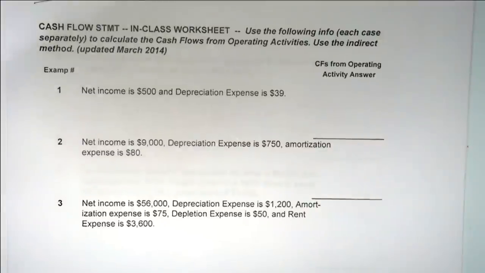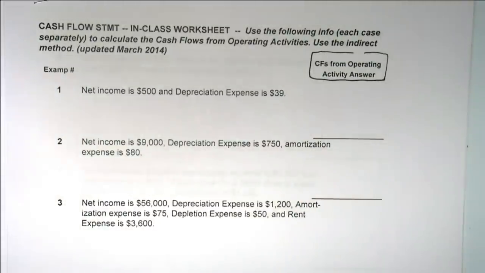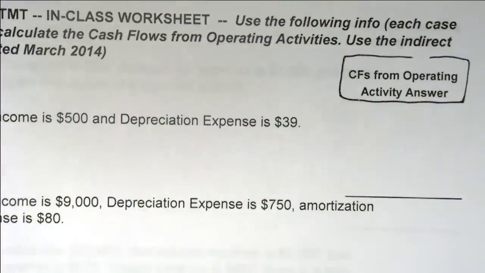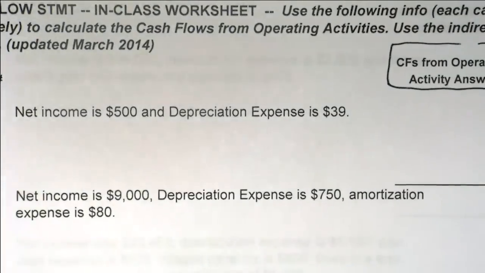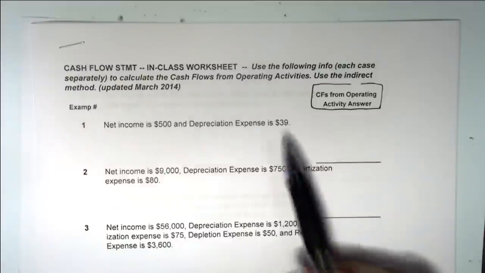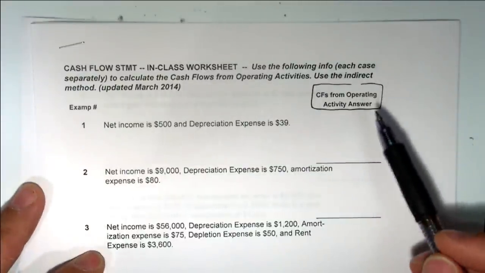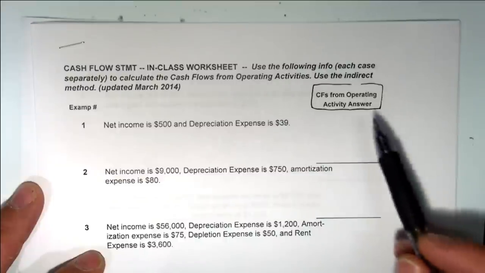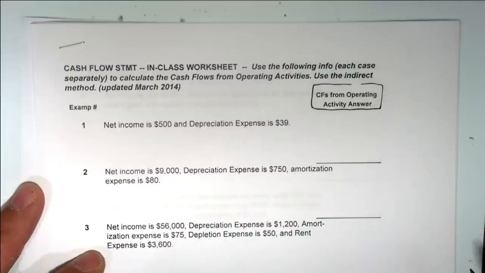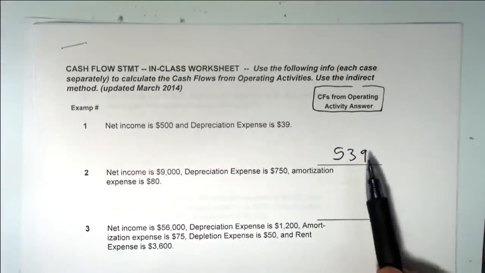You should have this handout right here. Okay? And each of these situations is totally separate from the other, but in each of these situations, we're going to calculate the cash flows from operating activities. Now, let's do the very first one together. Okay, situation number one. Net income is 500 and depreciation is 39. Okay, what is our cash flow from operating activities? What's the answer? 539. It's 539.